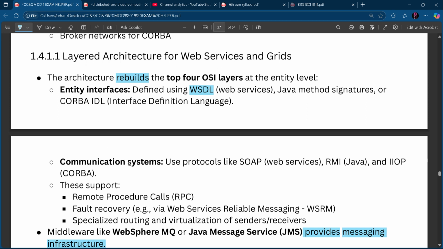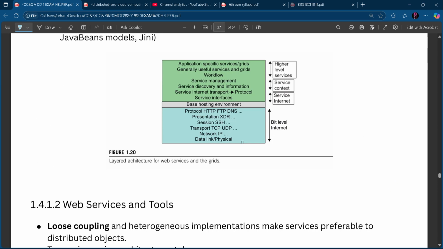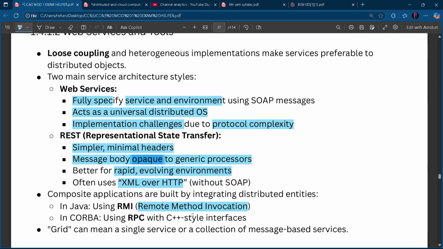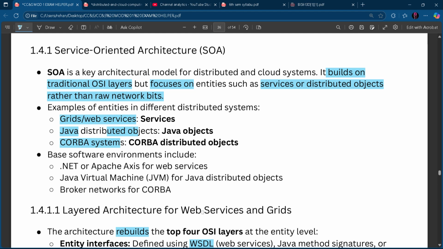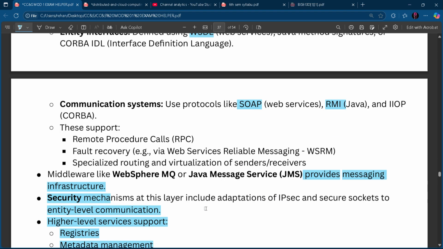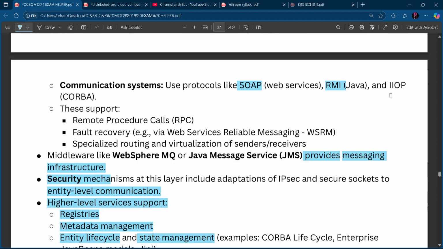You have communication systems that use protocols like SOAP for web services and RMI, remote method invocation, for Java, and IIOP, which is of CORBA. To remember IIOP, think of lollipop, like LOP, two Is, IIOP. These support remote procedure calls, fault recovery, specialized routing, and virtualization of sender and receivers.